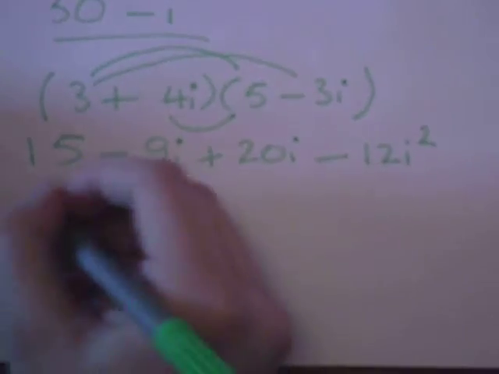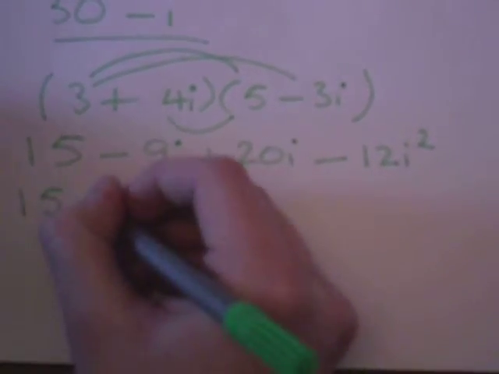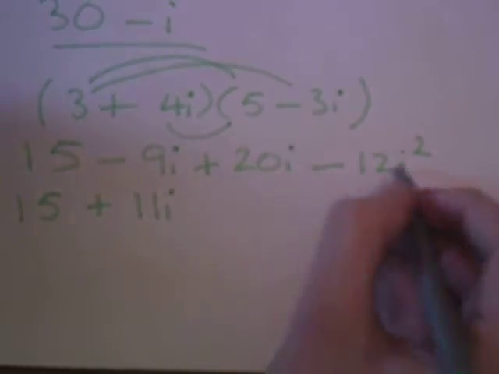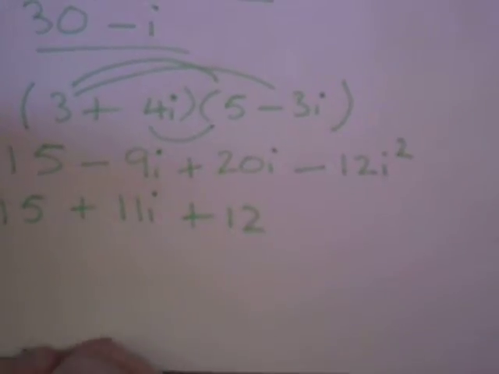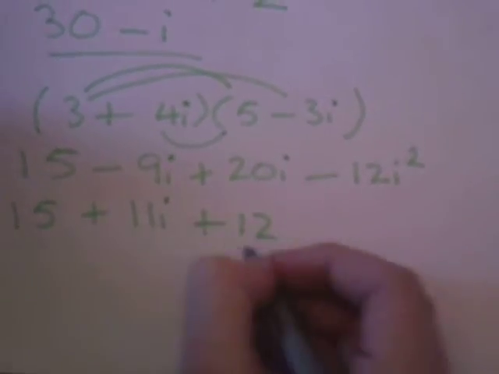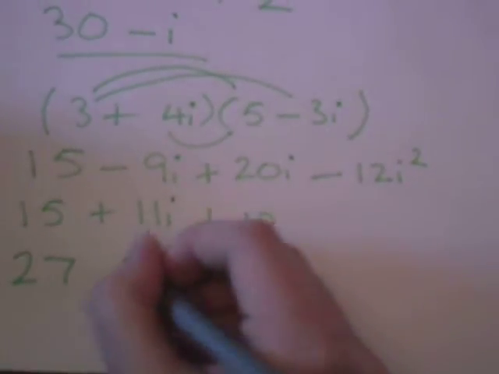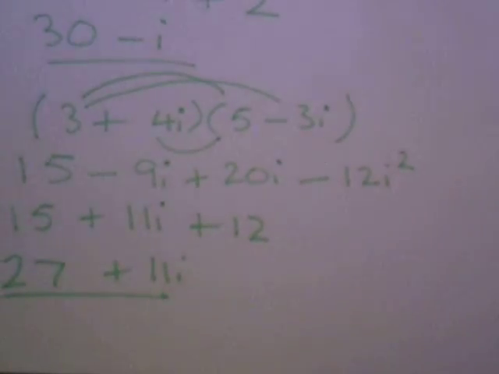Okay, so gather all your i terms together. So you've got 15, add 11i, but hang on a minute, i squared is minus 1, so minus 1 times minus 12 is plus 12. Okay. So then 15 add 12 is 27, and then the i's you've already simplified, so add 11i, and that's basically that multiplied out. And that's the basics of multiplying out two complex numbers when you're multiplying them together.